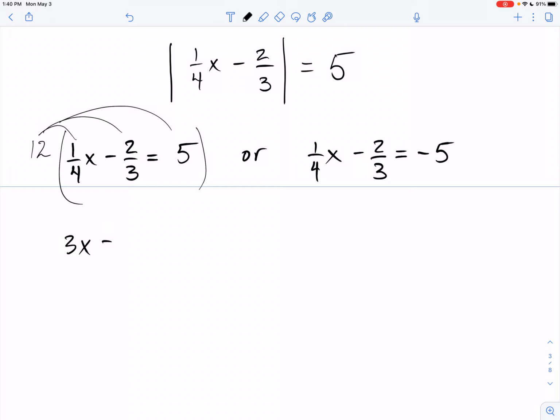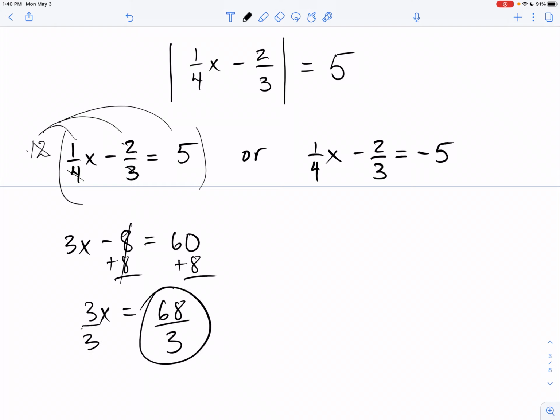Oops, not equals. I'd get what? 3x minus 8, because 3 goes into 12, 4 times 2, and then 12 times 5, that's 60. And let's clean this up. What the heck? Let's finish her off. And we'd have what? 68 divided by 3. See, chances are you're not going to guess 68 thirds would be a really good answer to plug in here.